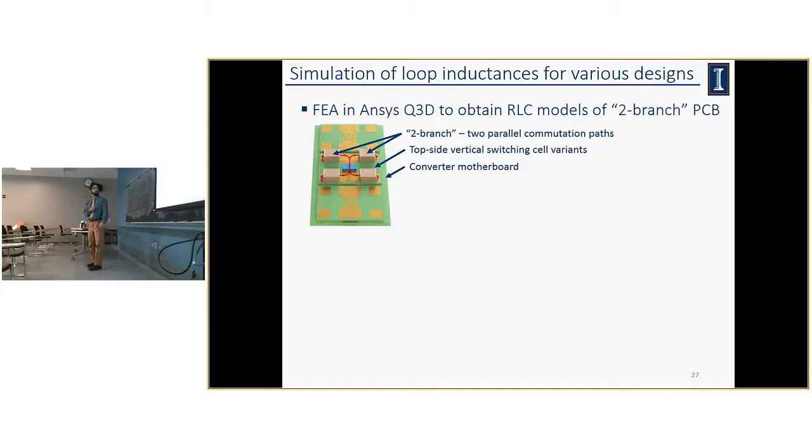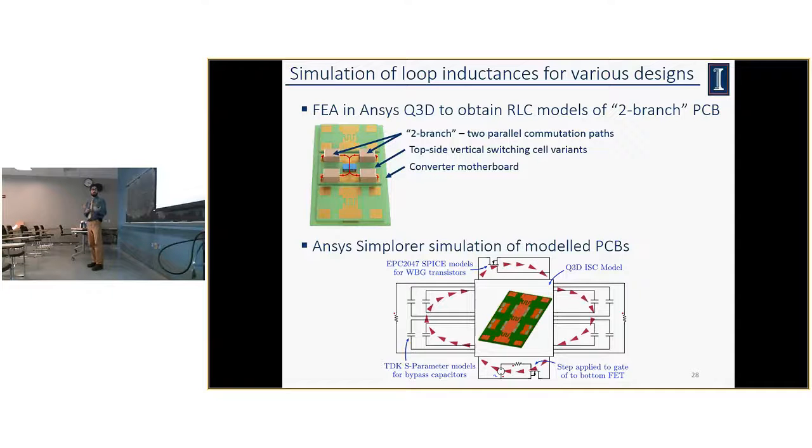We simulated the switching cell board, the converter motherboard that we need our commutation current to circulate through, and then a bottom switching cell, the complementary switching cell on the bottom side of the PCB. Once this was simulated in FEA in Q3D, we pulled this model into Simplorer, which essentially allowed us to combine the other devices, such as the SPICE models for the GaN FETs, as well as S-parameter models for the flying capacitors we want to use, and see how the whole system behaves electrically given the RLC models of our actual circuit implementation.